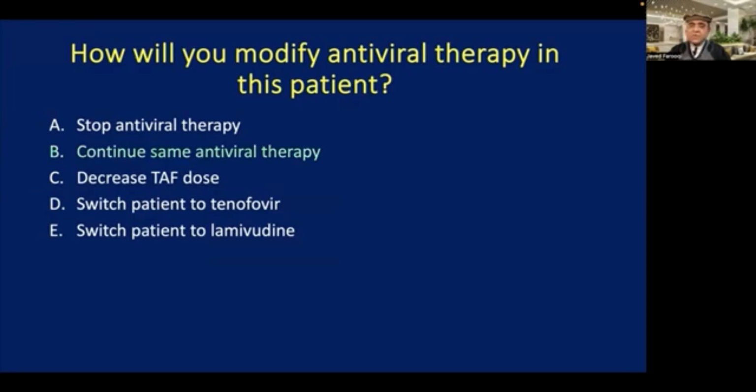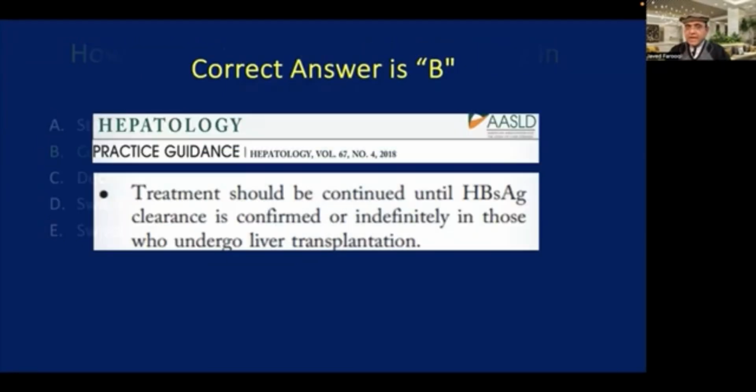Answer is you continue same antiviral therapy. And the reason is the AASLD guidelines again say the treatment should be continued until HBs antigen clearance is confirmed, or indefinitely in those who undergo liver transplant. So developing hepatic encephalopathy, it's the acute liver failure, and it's not a contraindication to stop antiviral treatment.